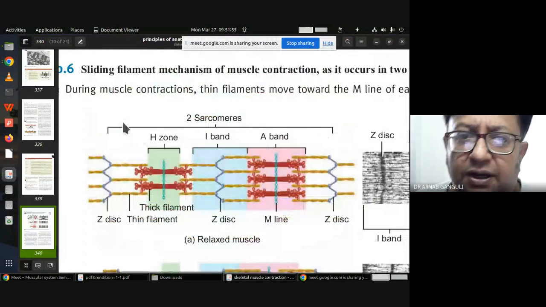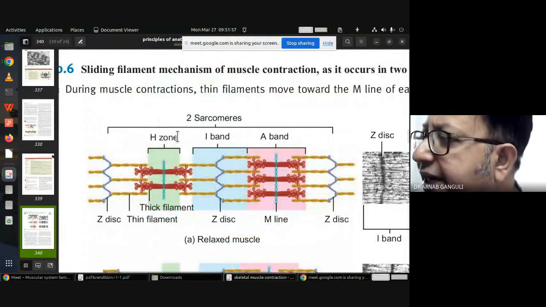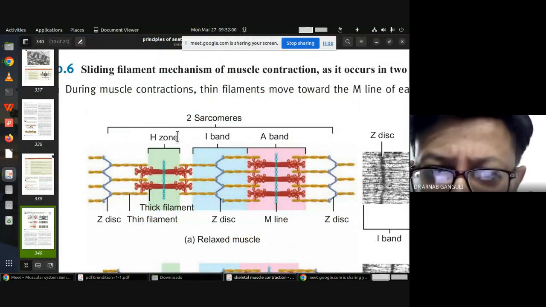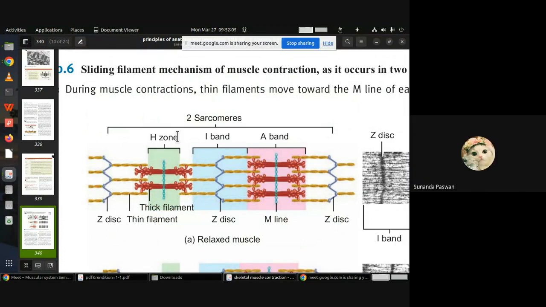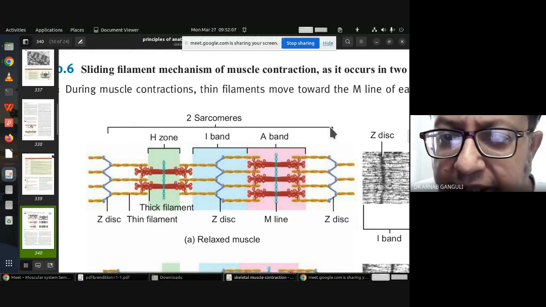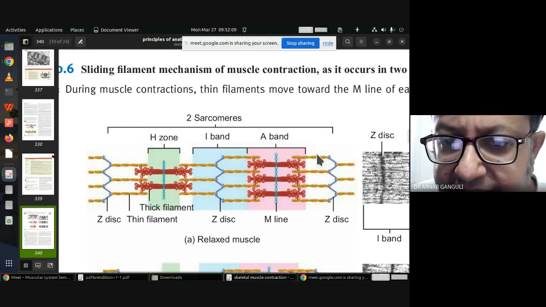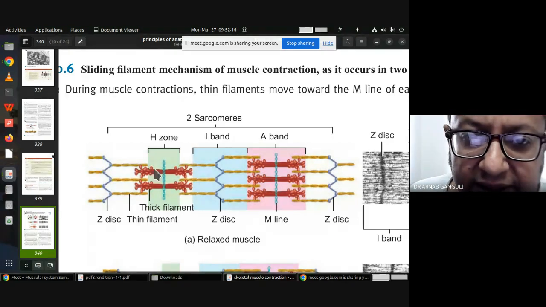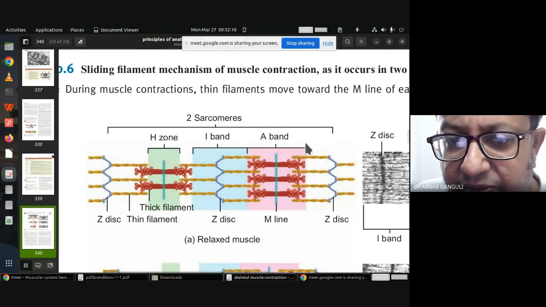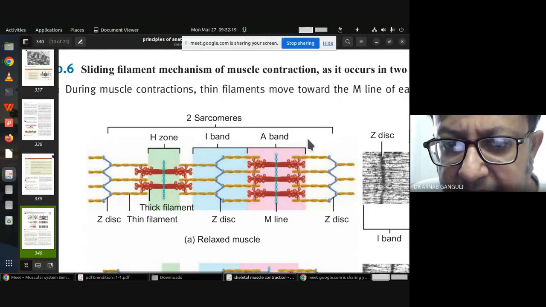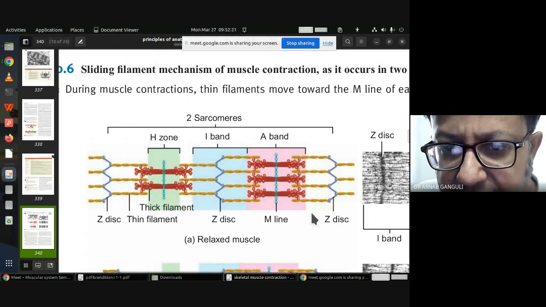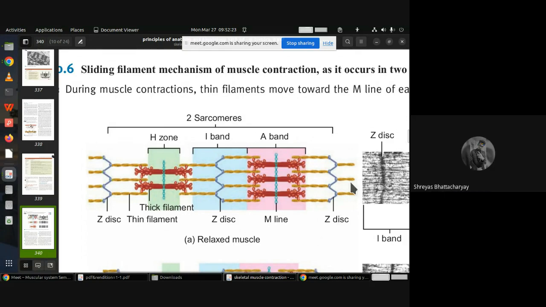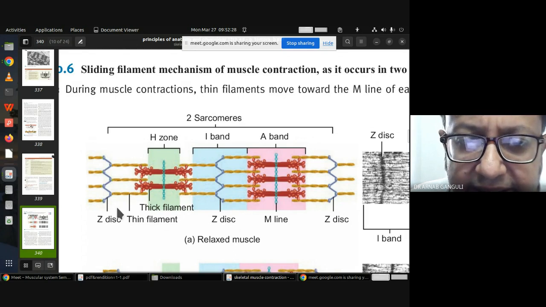Okay. So the sliding filament mechanism. So these are two sarcomeres. One Z disc to another Z disc is one sarcomere. This is the first sarcomere, the second sarcomere. Are you able to see the movement of this arrow? So this region is one sarcomere, this region is another sarcomere.